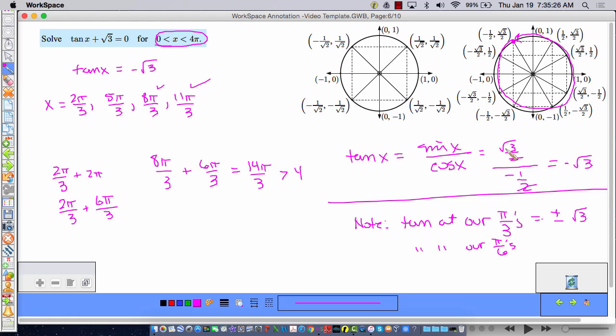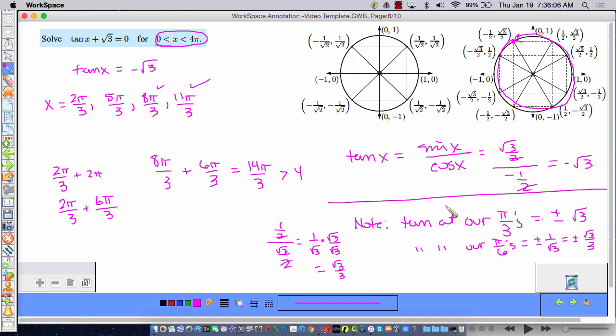Well, instead of root 3 over 2 over 1/2, at pi over 6, sine over cosine is 1/2 over root 3 over 2. Again, the 2's cancel. So I have 1 over root 3, which is a perfectly acceptable answer, or if we rationalize the denominator by multiplying by root 3 over root 3, I get root 3 over 3. Okay, so this is equal to plus or minus 1 over root 3, which is equal to plus or minus root 3 over 3. We should just know these so when we get tangent equations, we can solve them fairly quickly.